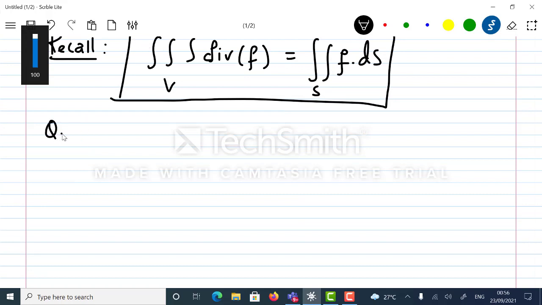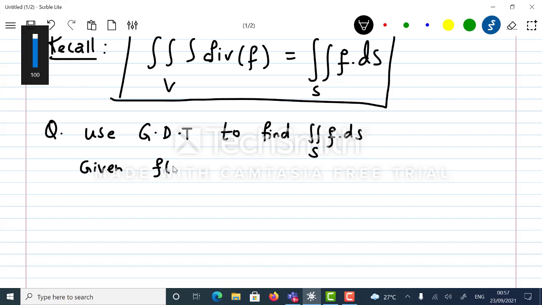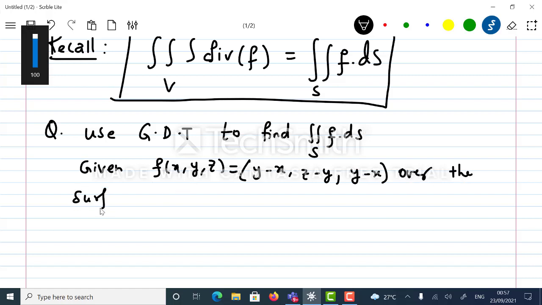So the question: use Gauss divergence theorem to find the surface integral of f dS, and it is given that f of x, y, z is equal to (y minus x, z minus y, y minus x) over the surface of the cube 0 to 1 cross 0 to 1 cross 0 to 1.